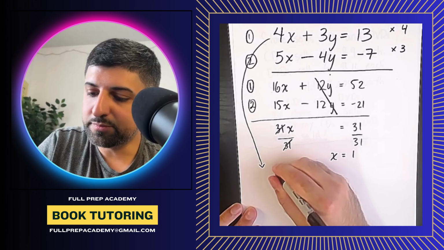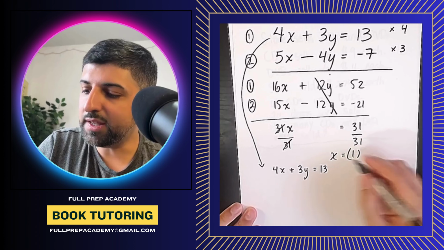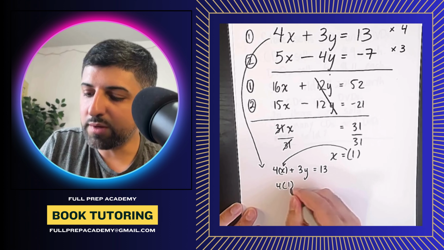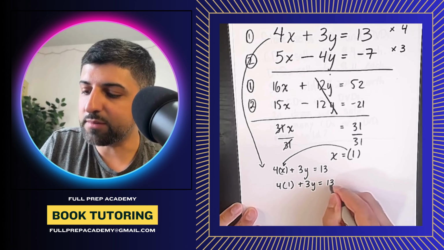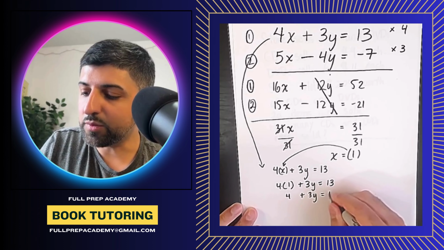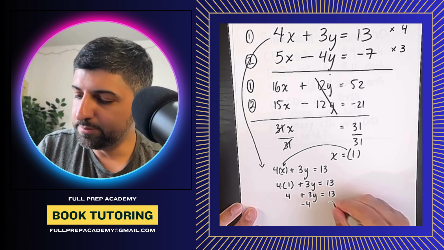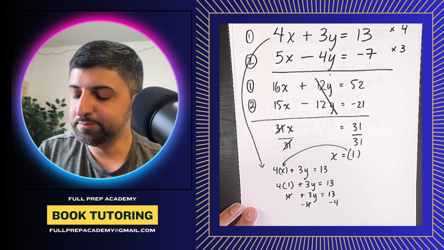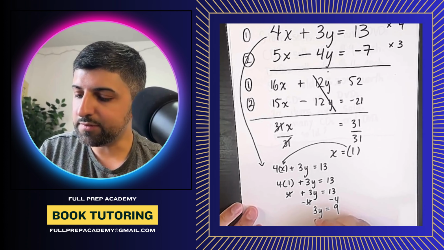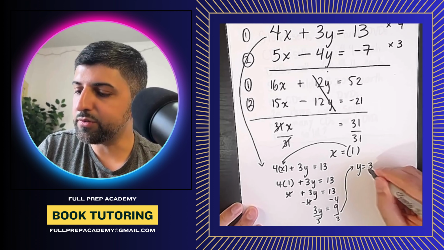Rewrite this equation down below. Okay, plug in this x value into that equation right here. So it's going to be 4 bracket 1 plus 3y equals 13. That's going to be 4 plus 3y equals 13, and go ahead and solve for the other variable. Okay. Subtract 4. 3y equals 9. Divide both sides by 3, and you get y equals 3.